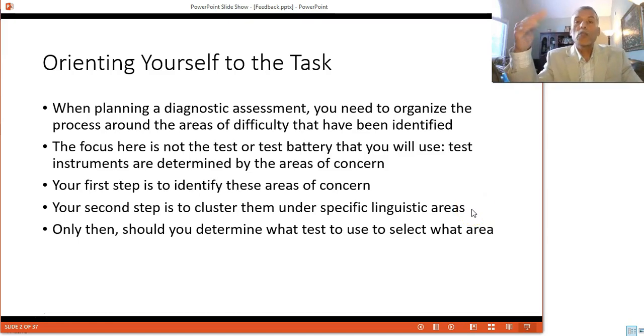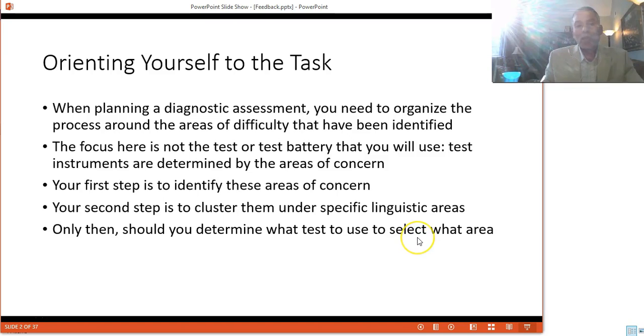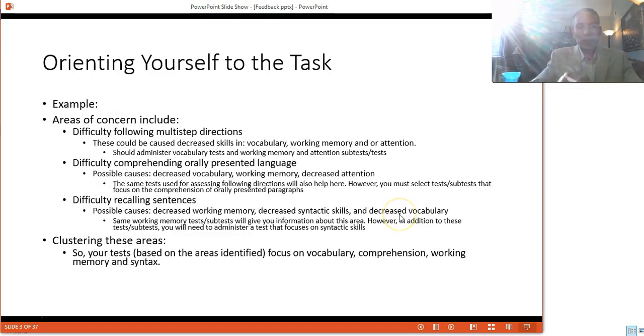Then the second step, when you develop that list of concerns, based again on everything that you do, is to cluster these areas into bigger categories and to determine what kind of instrument could best be used to diagnose a disability in these particular areas, or to evaluate the performance of the client in these particular areas. So I'll give you an example here.